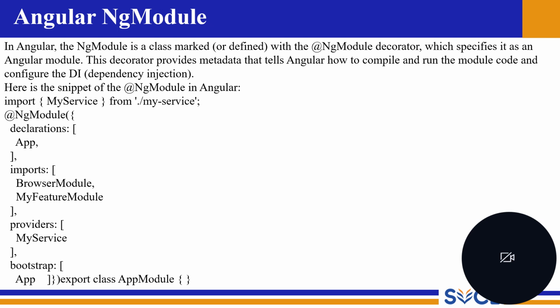In that, declarations is an array that contains a list of components, directives, and pipes that belong to this module at NgModule. Imports is an array which lists the other modules whose exported classes are needed by the components in this module. The component may depend on other components, directives, and pipes. Add these dependencies in this imports property of an NgModule.